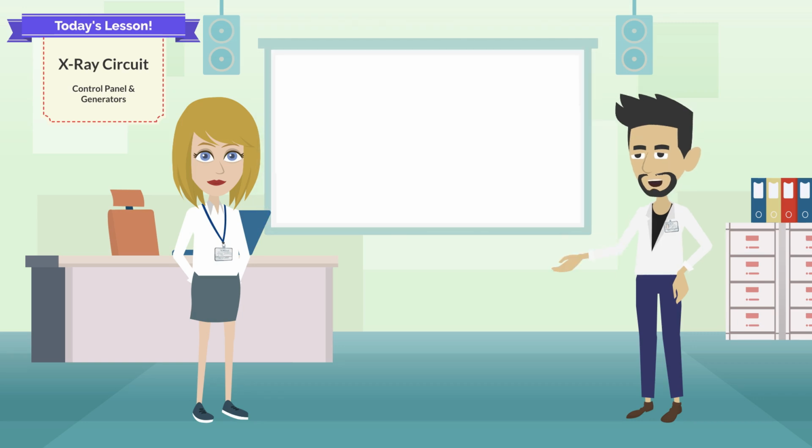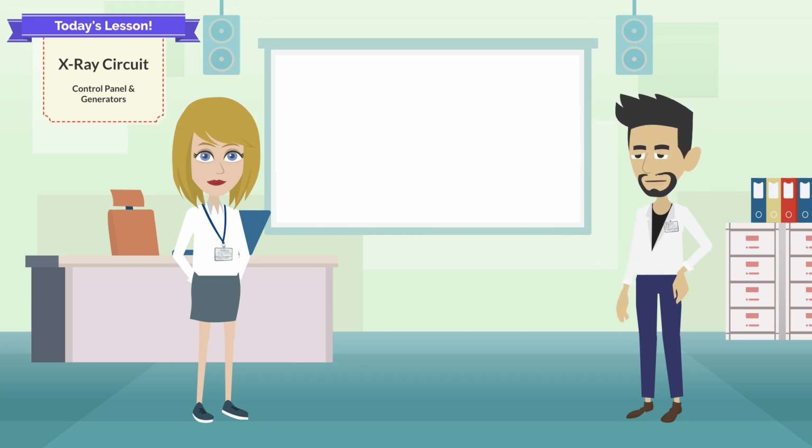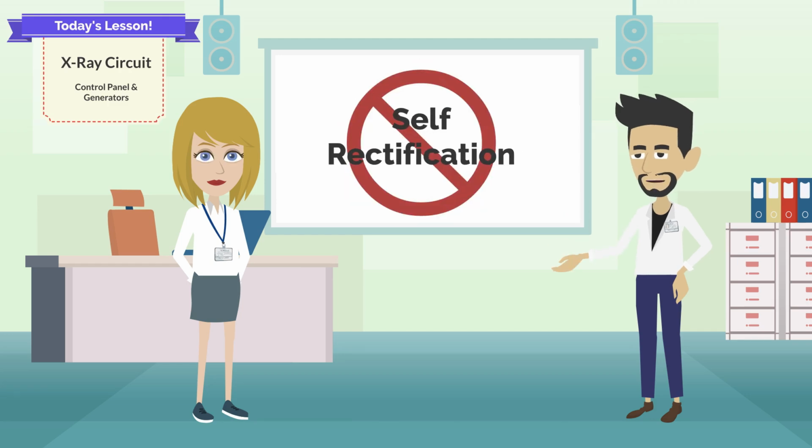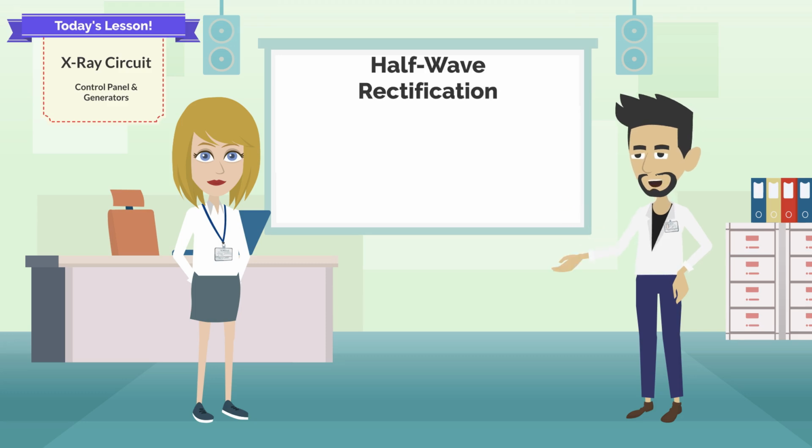There are 3 ways in which current is rectified: self-rectification, half-wave rectification, and full-wave rectification. Self-rectification was an inefficient form of rectification and is no longer used. Half-wave rectification and full-wave rectification are described next.